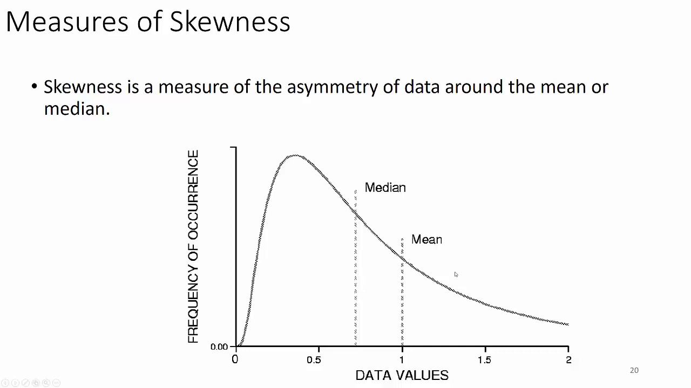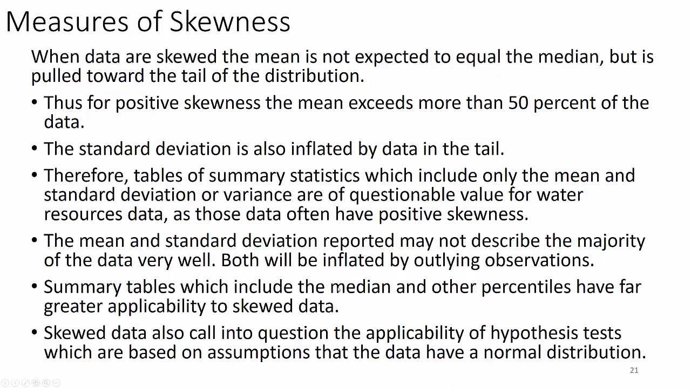So this is not where the curve leans. This is where the mean is relative to the median. Positively skewed means that the mean is larger than the median. Negatively skewed means the mean is less than the median.